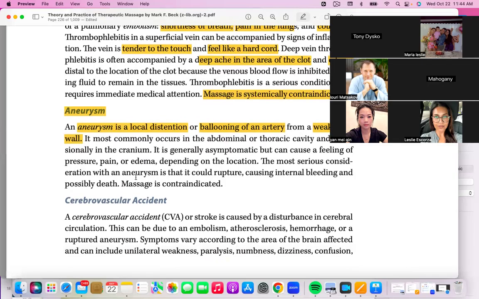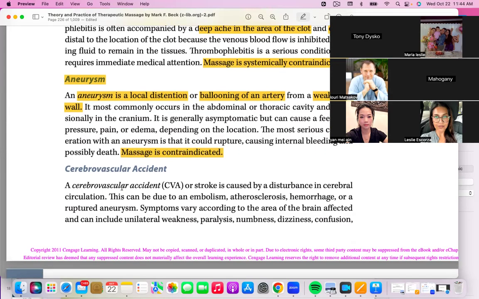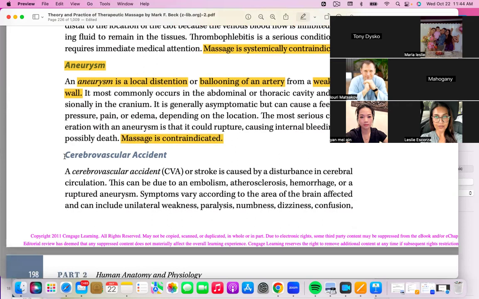The most serious consideration with the aneurysm is that it could rupture, which causes internal bleeding and death, and massage is contraindicated. Now, you can't really see those arteries if it's somewhere else in the brain or anything like that. So it's not always visible that you can see the aneurysm or the ballooning of the artery. So, move on to the next one.